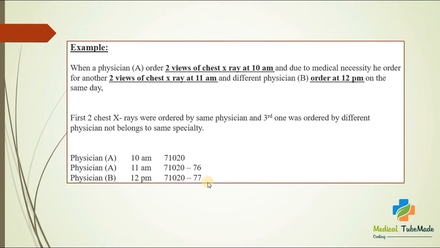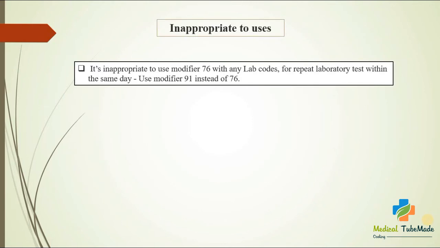That is how we assign modifier 76 and modifier 77. Next we will see inappropriate use of modifier 76 and modifier 77. The first point: it's inappropriate to use modifier 76 with any lab code for repeat laboratory tests within the same day. Use modifier 91 instead of modifier 76. A separate modifier is available, that is 91, and 91 is used only with lab codes. So we should not use 76 with any lab code.